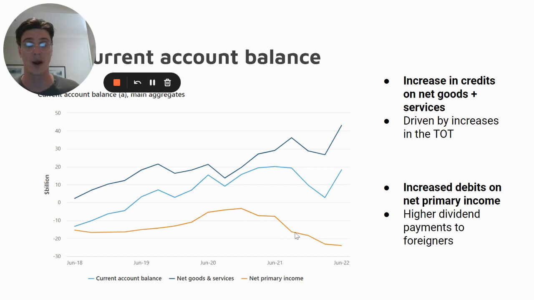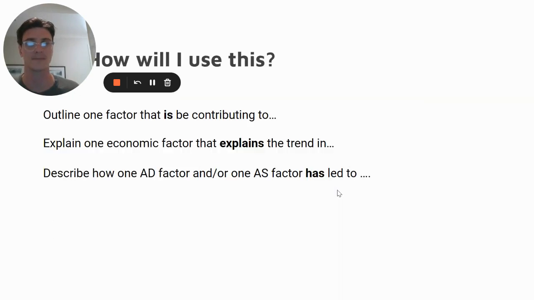In terms of the primary income, that has actually been decreasing. So we've been sending more money overseas, more debits, and that is because a lot of foreigners own shares in some of our mining companies, coal mining companies, and they've received higher dividends for those high prices.